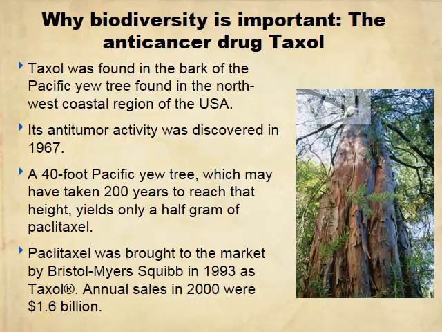However, you're not just going to go cut these trees down, because one 40-foot tree that takes about 200 years to reach that height yields only half a gram of the paclitaxel, which is what you need for that anti-cancer drug. And paclitaxel was actually brought to the market in 1993 as Taxol. You know, you've got those generic names. And what they were able to do is actually synthetically make it. But if we didn't have this biodiversity, we would have never been able to discover it in the first place.